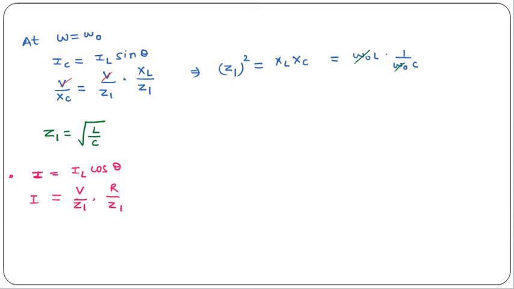Now if we find the dynamic impedance, which is the impedance offered by the circuit under the resonance condition, it is given by V by I. From this, if we calculate V by I, we get Z1 squared by R. Z1 we already know is given by square root of L by C, so if we substitute this value here, we get the value of dynamic impedance.